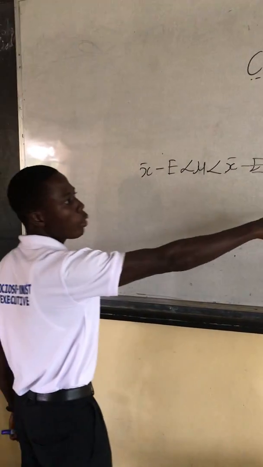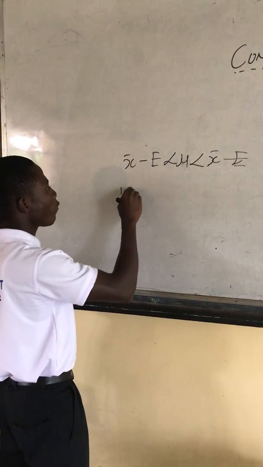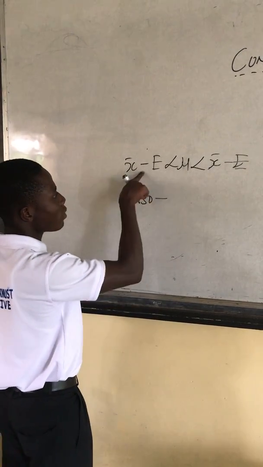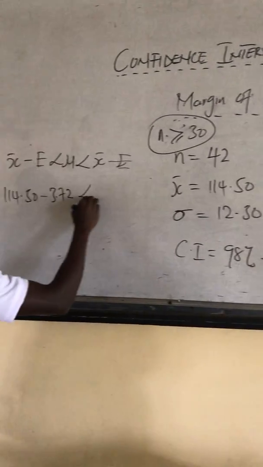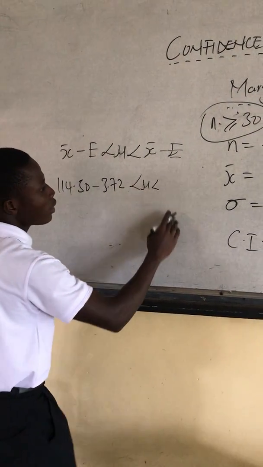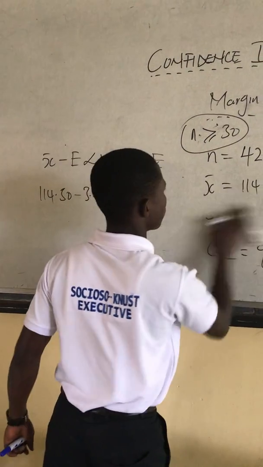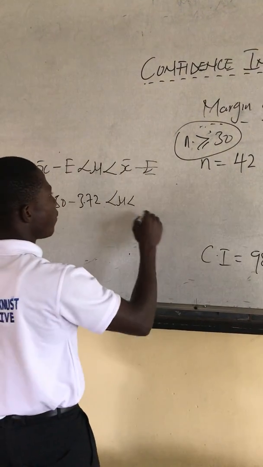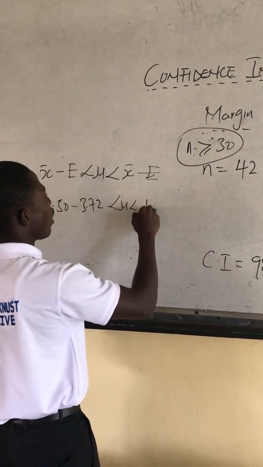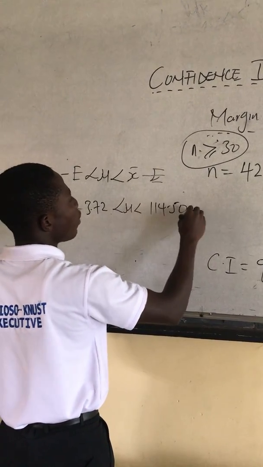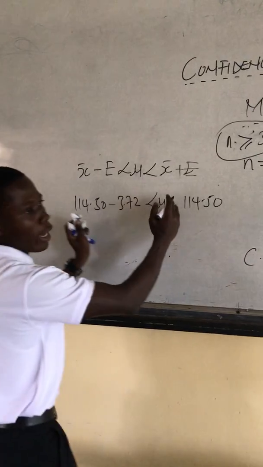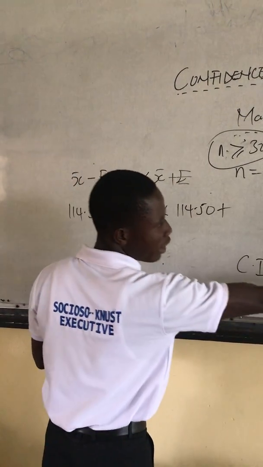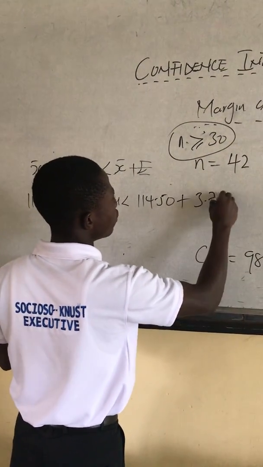So my mean is 114.50. So 114.50 minus the E. My margin of error is what? 3.72. So less than mu, less than the same mean. My mean again is 114.50. So here it is plus. So you subtract on your left, then you add to the right. So plus the same margin of error, 3.72.